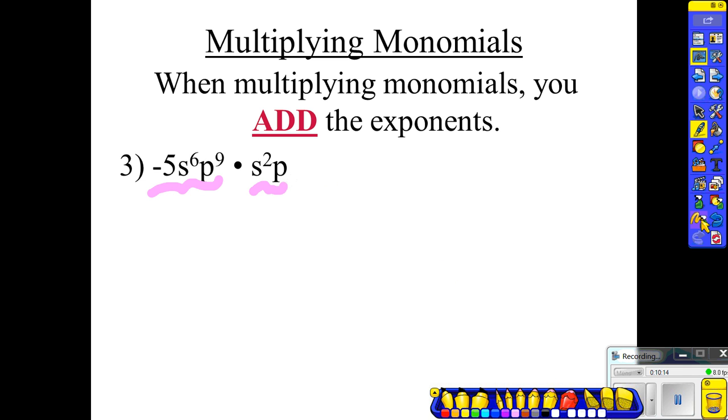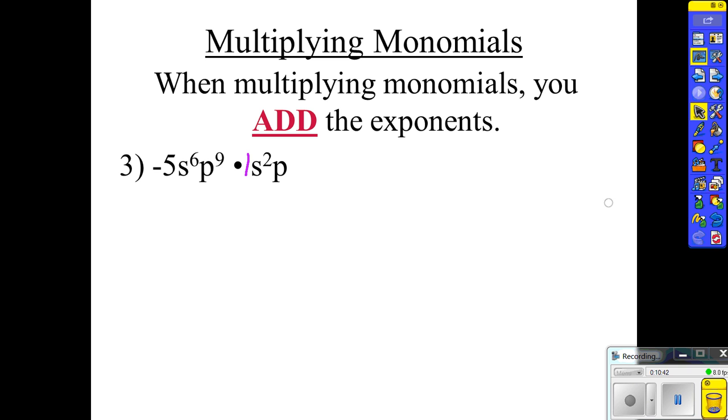So first, we need to multiply the two coefficients. In this case, our coefficients are -5 and we have a 1 here. Okay, so we multiply -5 times 1, and that's equal to -5. And then we do s to the power of 6 times s squared, and then we do p to the power of 9 times p.